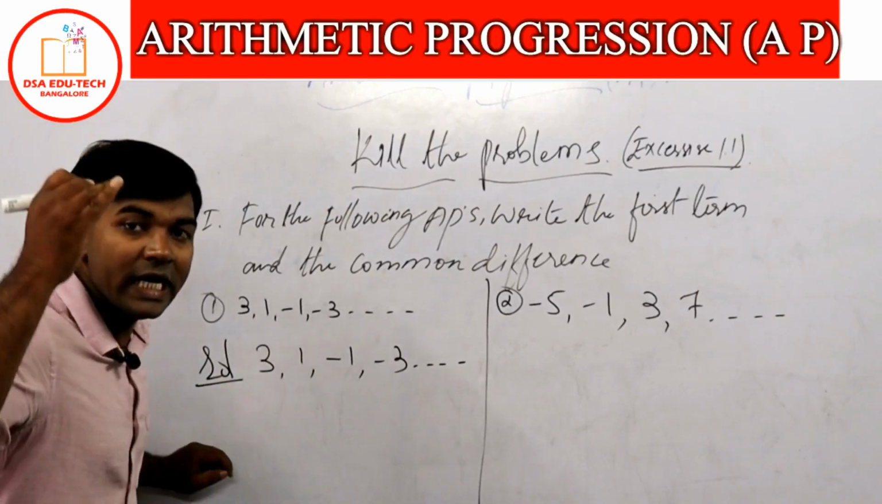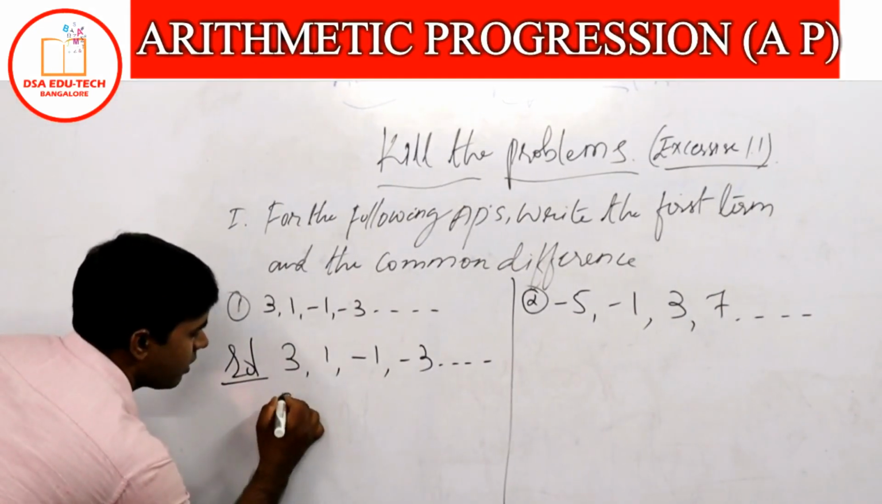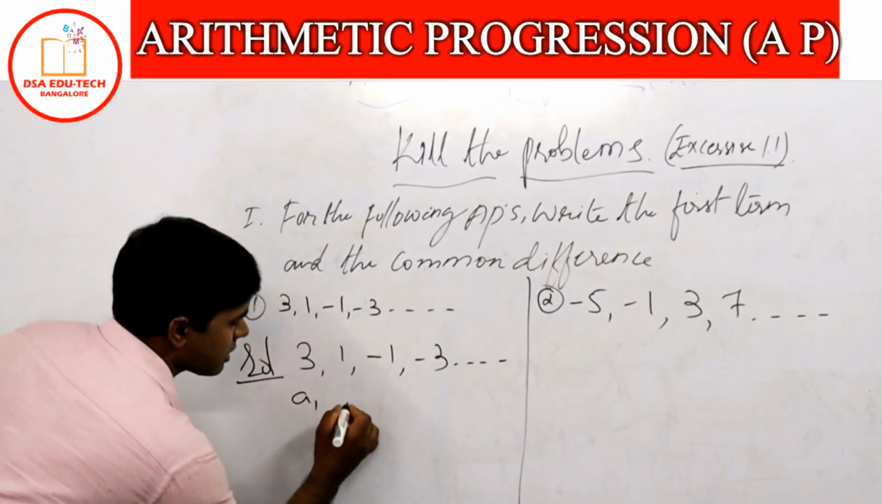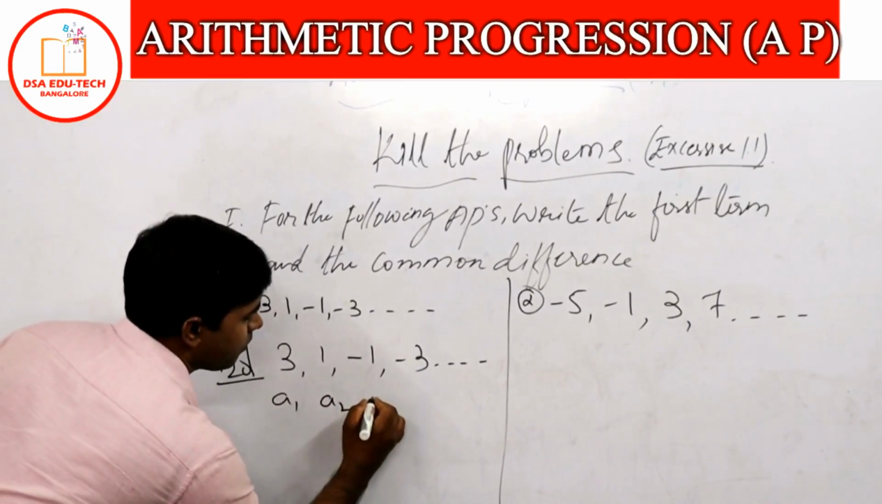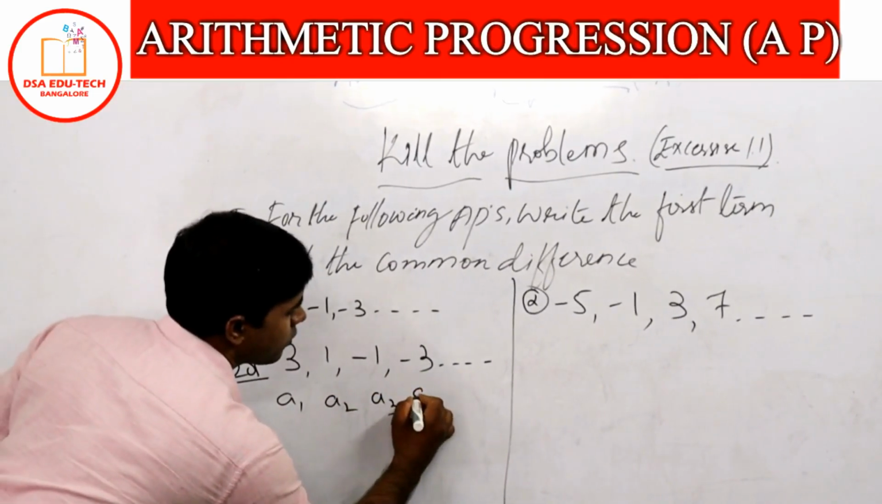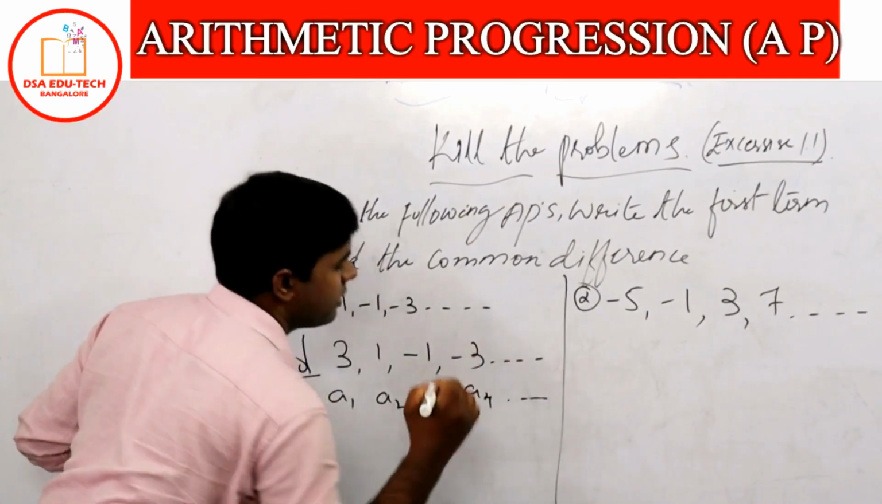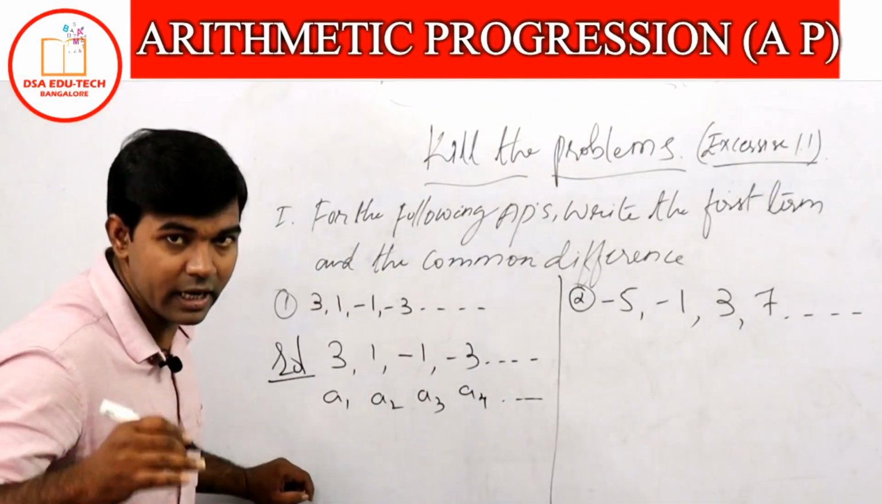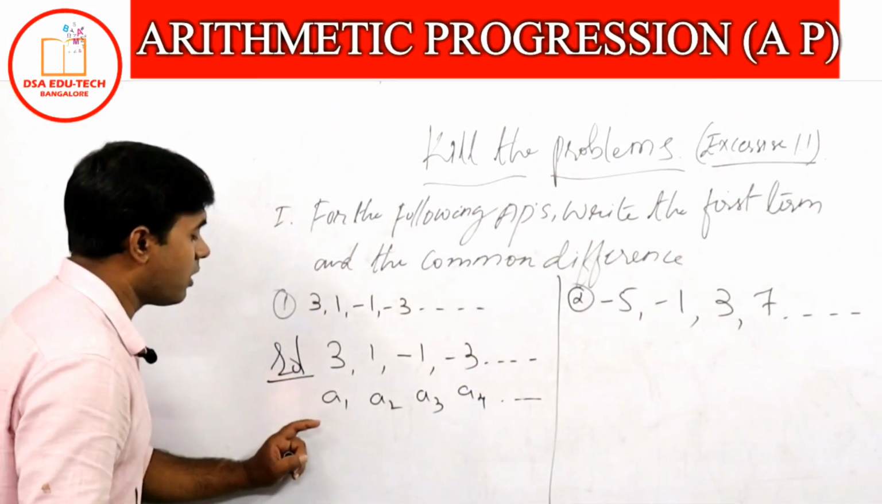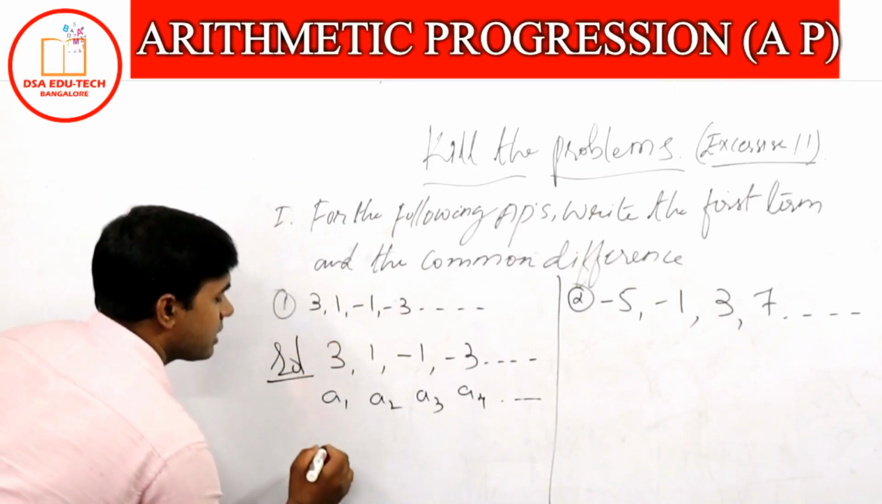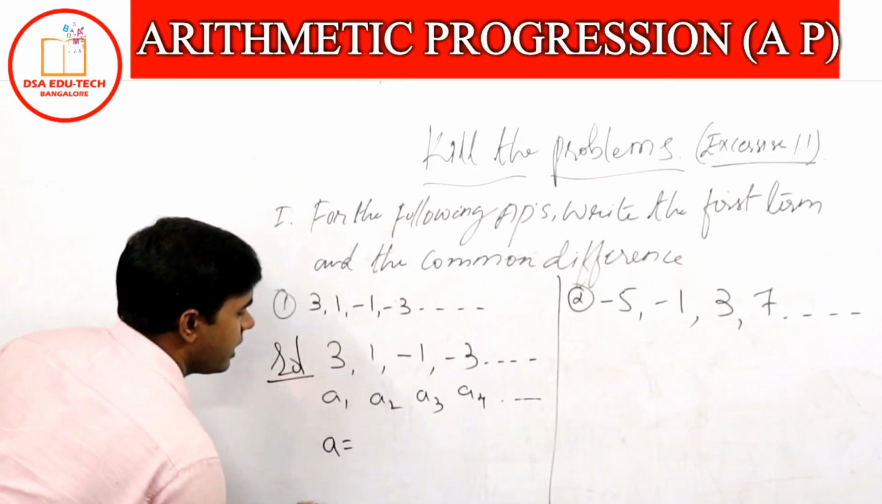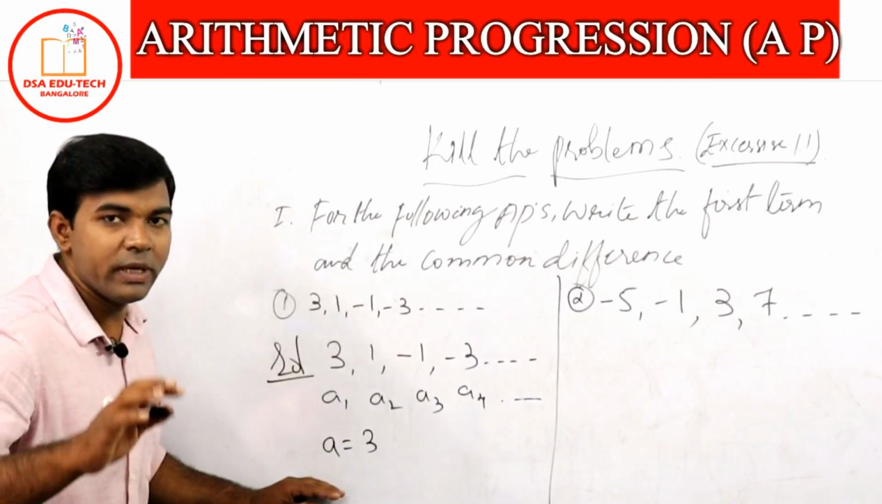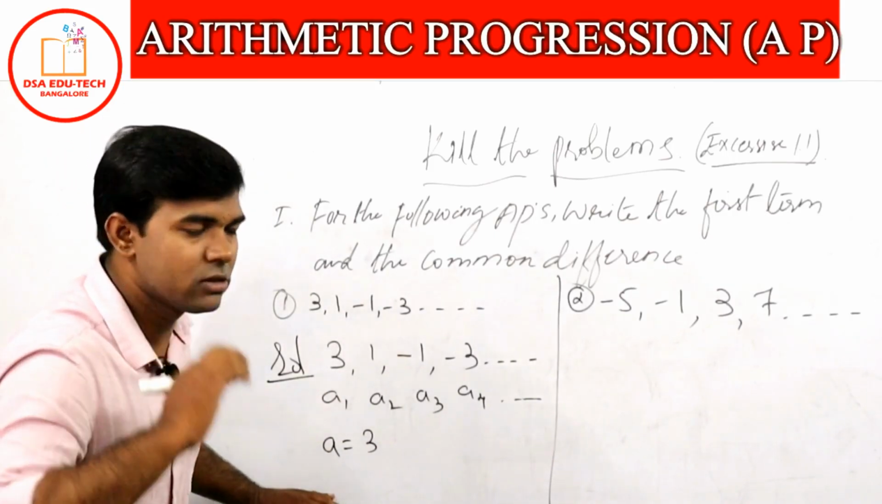So now we will name them. This is my A1, the first term, second term, third term, fourth term and so on. Everyone is getting it? Fine. So here the first term is A equals 3. So basically the first term is 3.